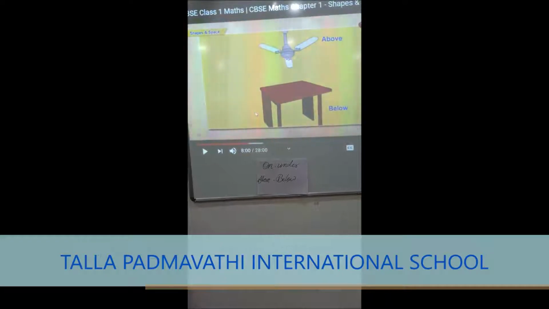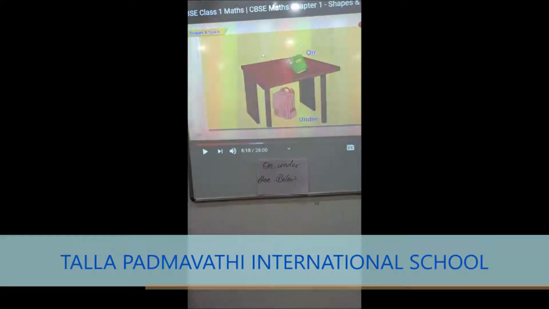So children, here is a little homework for you. Draw a picture showing a thing which is above and a thing which is below. Now, here in this picture, you can see a table. There is a book on the table, whereas there is a bag under the table. I repeat, a book is on the table, whereas the bag is under the table.